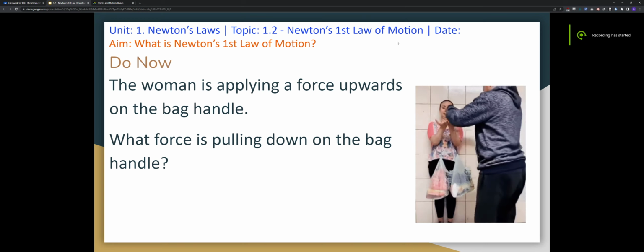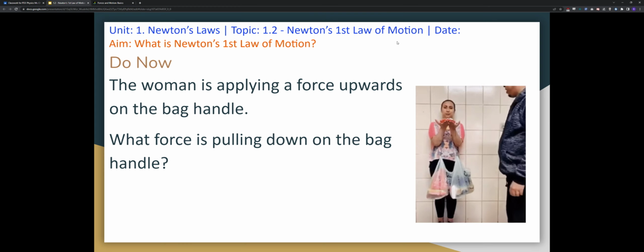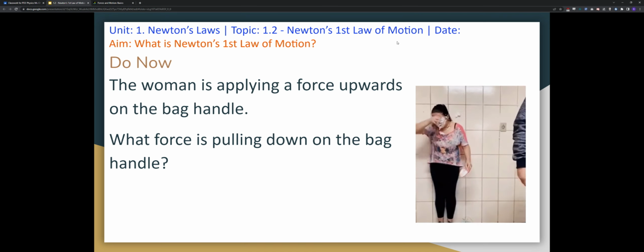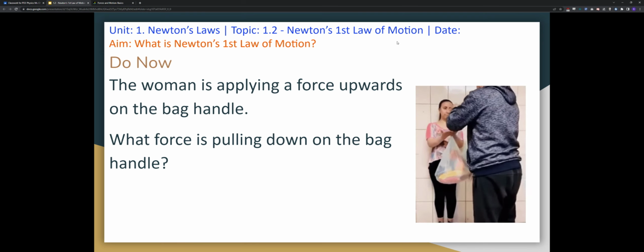So this is going to be a lesson on 1.2, Newton's first law of motion. The problem begins by saying a woman is applying a force upwards on the bag handle. So let's take a look at this GIF. The question says, what force is pulling down on the bag handle?